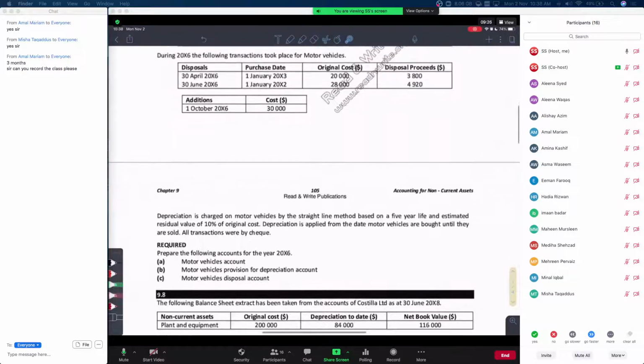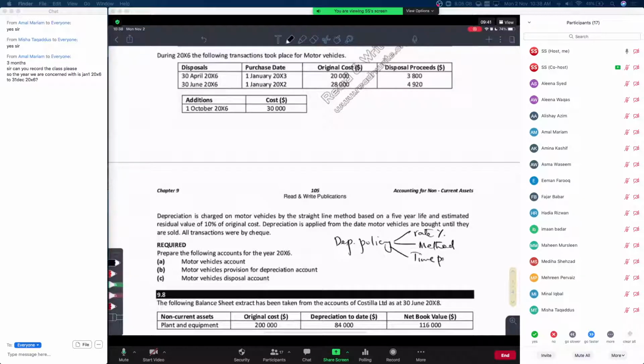So let's see. We should know the three parts of the depreciation policy. The first part of the depreciation policy is the rate of depreciation as a percentage. The second one is the method, right? And the third one is the time policy. So do we have all this information? We have the time policy.